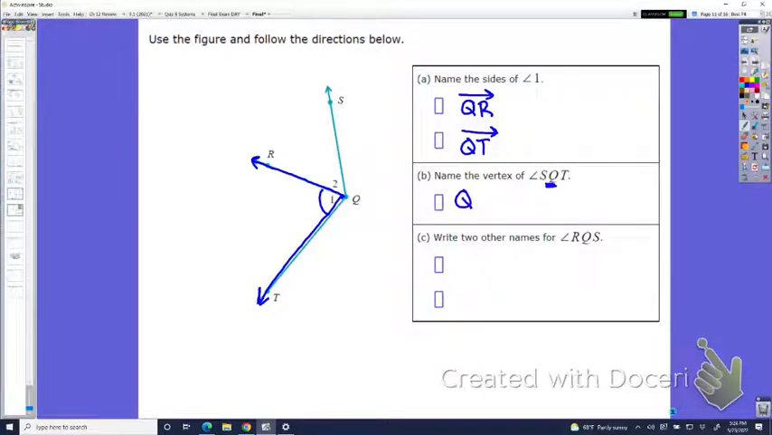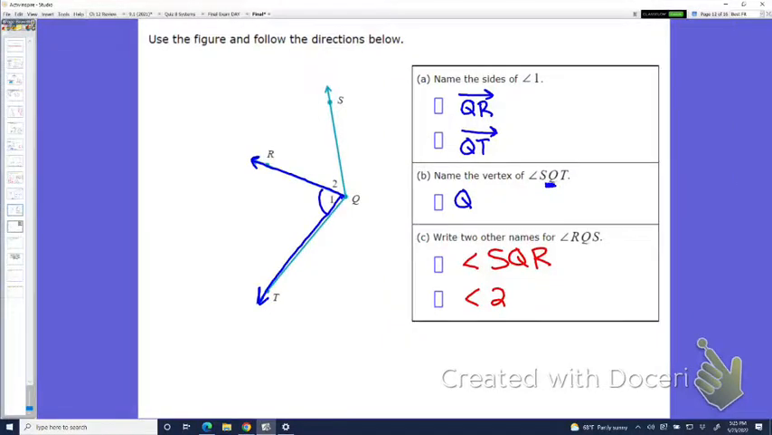Write two other names for RQS. So you could write it in reverse, SQR. You could also name it by angle 2. You can't say angle Q though, because there's two angles there, 1 and 2. But you do need to have the angle marks in between there. Or in front, sorry.